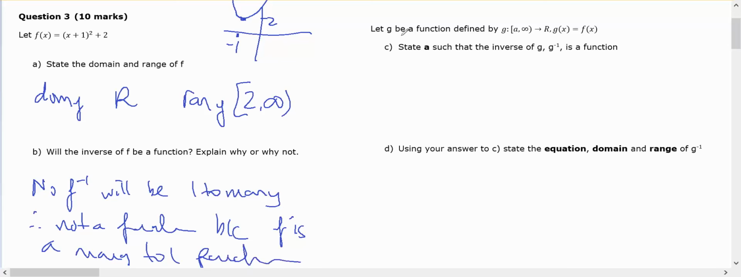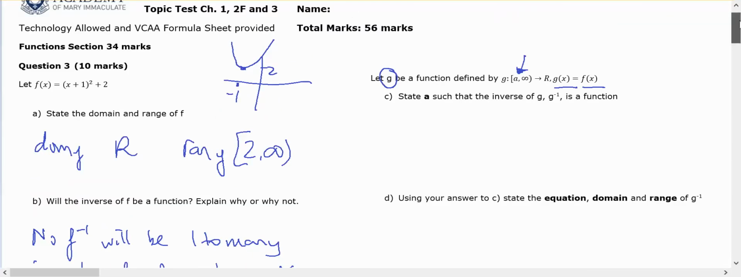Okay, part C. Now we're moving to g. g has the same rule as f of x, but has a restricted domain going from a to infinity. State a such that the inverse of g is a function. Well, if I'm going to make this a function, I need to turn it into 1 to 1, which means I need to get rid of this bit of the graph, which will turn it into a 1 to 1, and it will go from -1 to infinity. Therefore, I'll have a domain of -1 to infinity. Therefore, a has to equal -1.